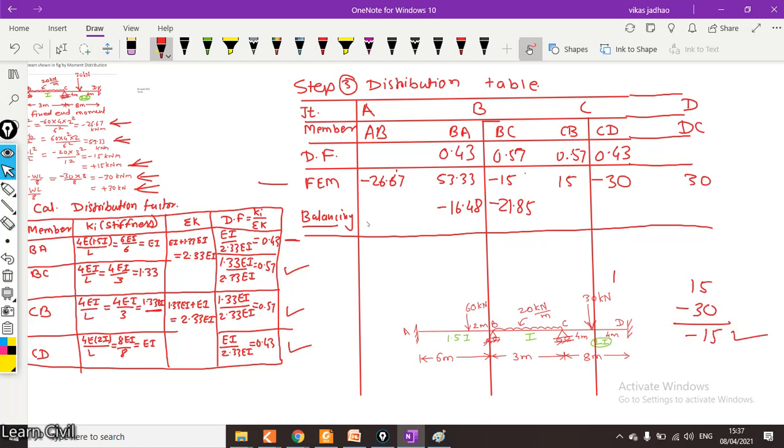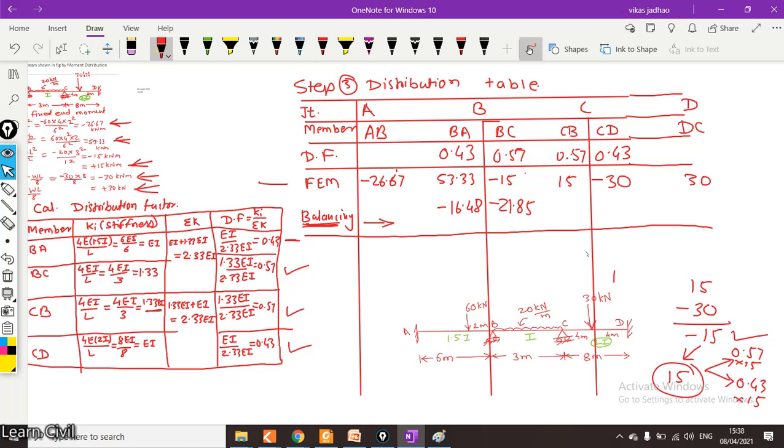And what we have to do now, we have to apply a balancing moment here. We have to apply a moment of same magnitude but opposite sign. So we have to apply here a plus 15 kilonewton meter moment, and this plus 15 kilonewton meter moment will be distributed in terms of the distribution factor. Here you can see the distribution factor for CB is 0.57. So it will be 0.57 into 15 for CB and 0.43 into plus 15 for CD.